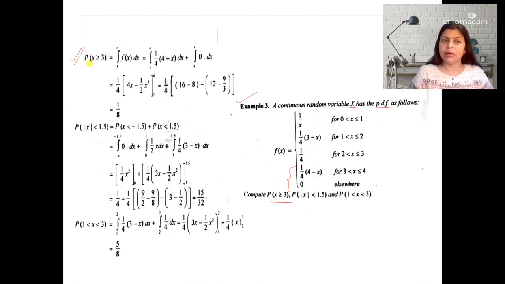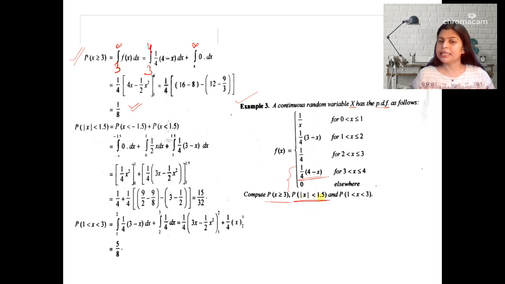In the solution, we are interested in the probability of x greater than or equal to 3, which is equivalent to from 3 to 4 and above, so I can write from 3 to infinity. But here we have to break the intervals, because from 3 to 4 the function is 1 by 4 times (4 minus x), and from 4 and above the function is 0. So if you integrate from 3 to 4 using this function, you will get your answer. It's very simple.